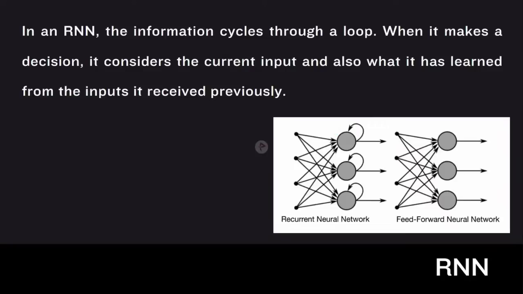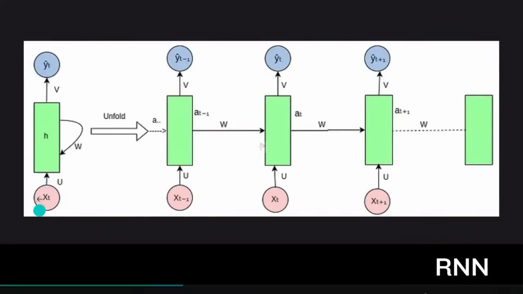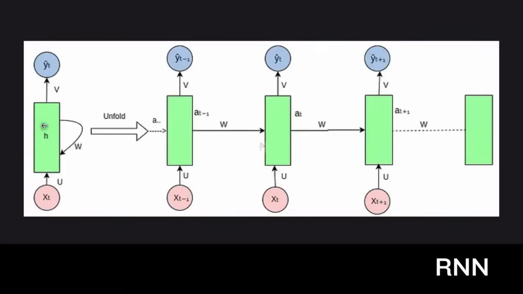When it makes a decision, it considers the current input and also what it has learned from the inputs it received previously. For example, this is what happens in a single layer, and this is a single layer network. When you pass your input, it does the math, as we know: weight multiplication, bias gets added, activation function is applied, and output is generated. So this is the output. At the same time, it is also going to pass a feedback.